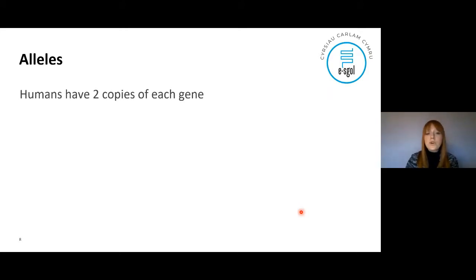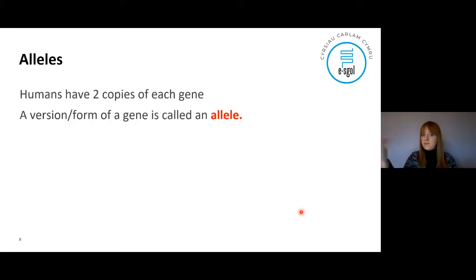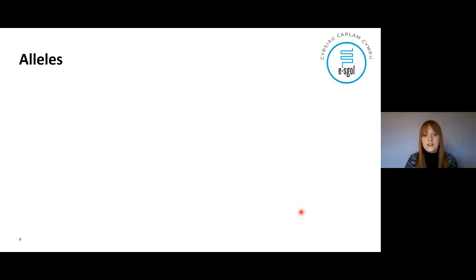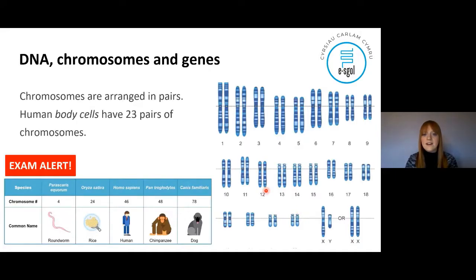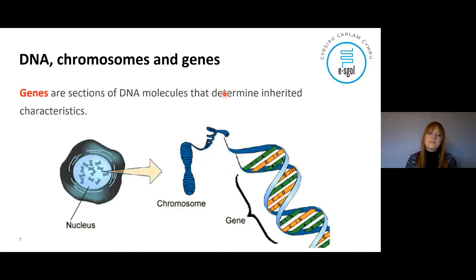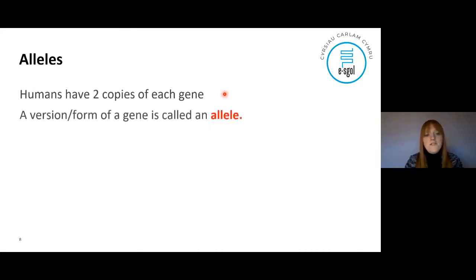Let's look at the genes that we have then. Humans have 2 copies of each gene. We have 2 copies of each gene because we inherit one from our mum and one from our dad. So we have 2 copies of every single gene. If I go back to this slide here, you can see, let's say this is a particular gene, and we have 2 copies of that specific gene, one from our mum and one from our dad. A version or form of a gene is called an allele. An allele.